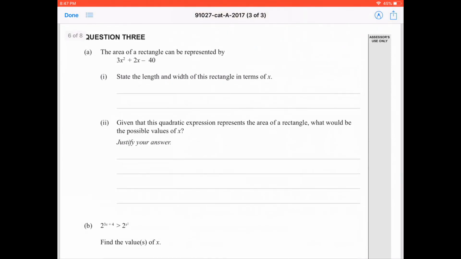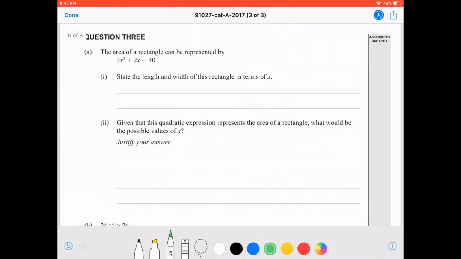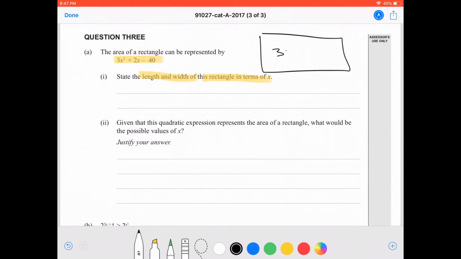Question 3. The area of a rectangle can be represented by 3x squared plus 2x minus 40. State the length and width of this rectangle in terms of x. So we've got our rectangle. The area is 3x squared plus 2x minus 40. And we want length and width. The previous question helps us to understand what we're doing. We're just doing the reverse of that. We're going to factorize, and that gives us our length and width.